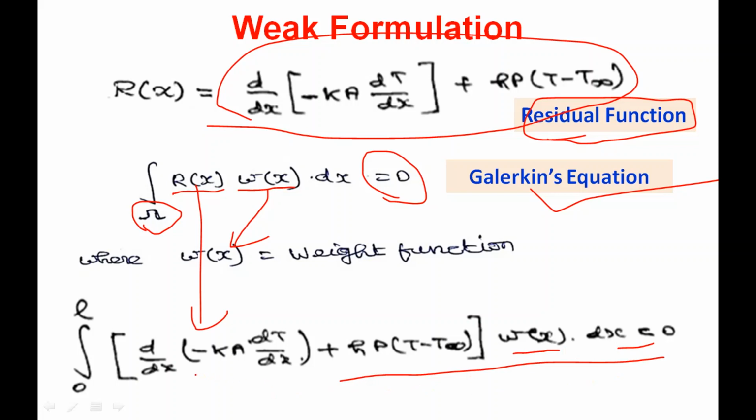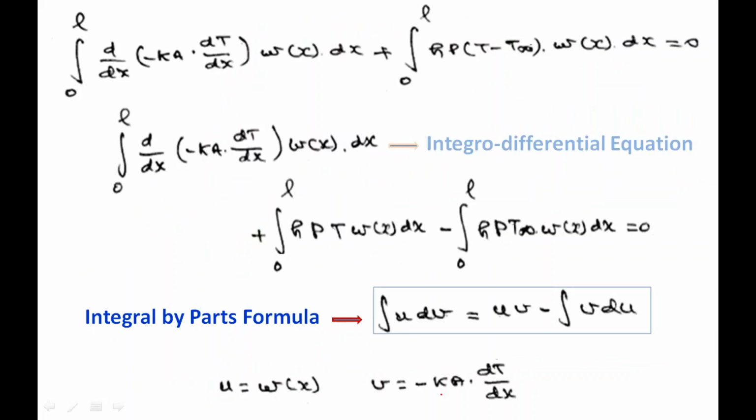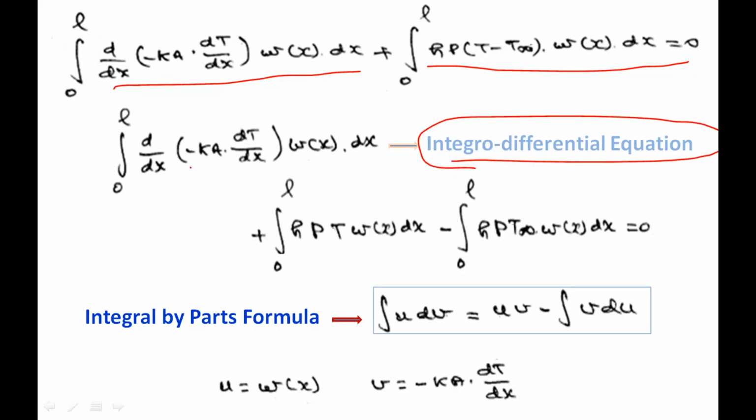Now we are going to split this into two integrals because we have an additional term. The first integral is for conduction, the second integral is for convection. So these are the two parts of the Galerkin equation, with the right hand side 0. Now in this first part, inside the integral symbol, we have the differential operator. As we discussed earlier, this equation is called an integro-differential equation. By using the integration by parts formula, we can reduce the order of differentiation present inside the integration. So we are going to apply that.